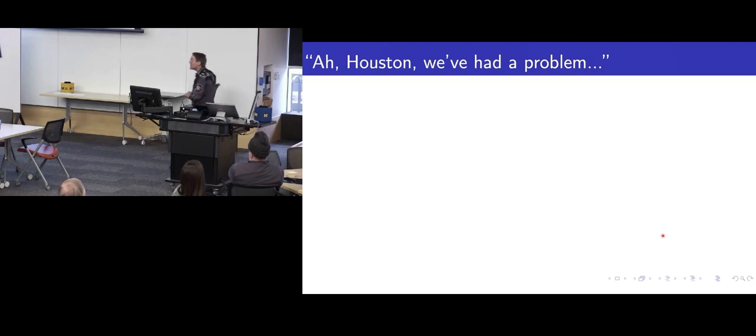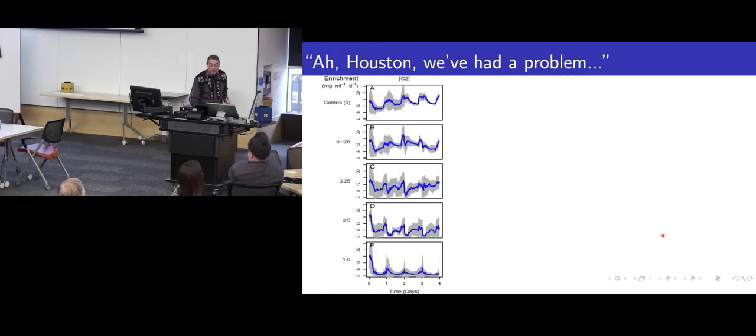But we ran into a problem that we had not anticipated, but we should have. So let me show you this graph, and it will illustrate the problem. On the x-axis of this graph is time. The y-axis is oxygen concentration. And each panel is a different level of nutrient enrichment. The controls are there up at the top, and the high enrichment is at the bottom.